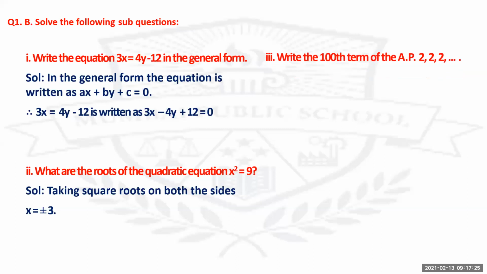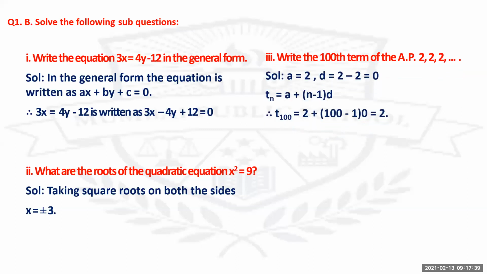Now, write the 100th term of an AP: 2, 2, 2. Here, when you check the AP, the first term is 2. You have to find the difference. D is T2 minus T1, that is 2 minus 2, that is 0. So the formula of Tn is a plus (n minus 1) into d. In place of a, substitute 2, so you get 2 plus, for the 100th term, n is 100, so (100 minus 1) into 0.